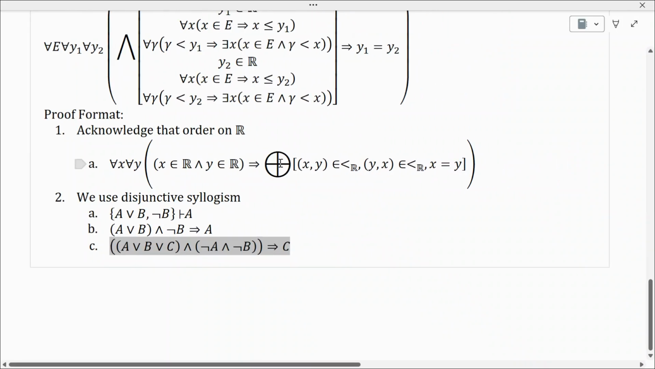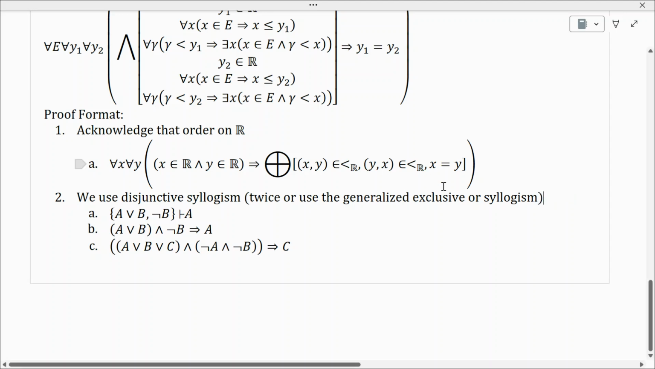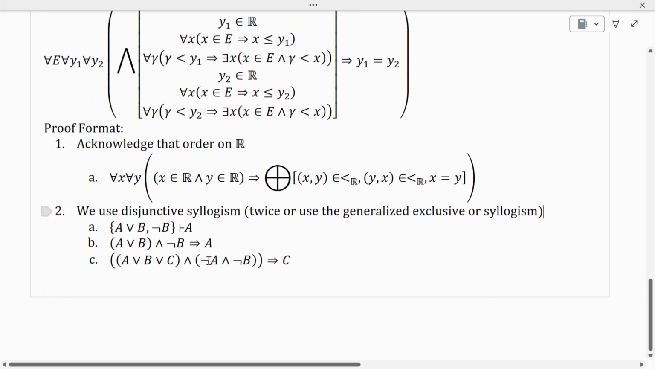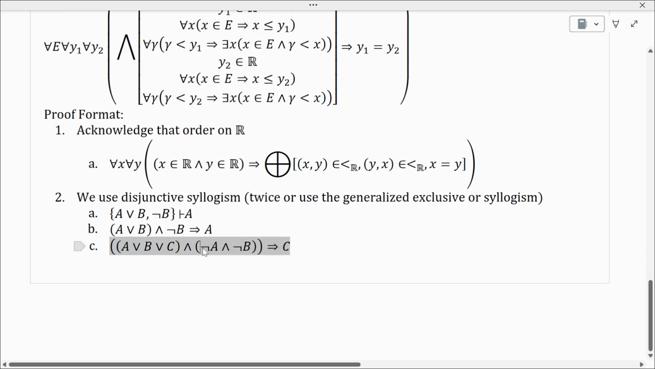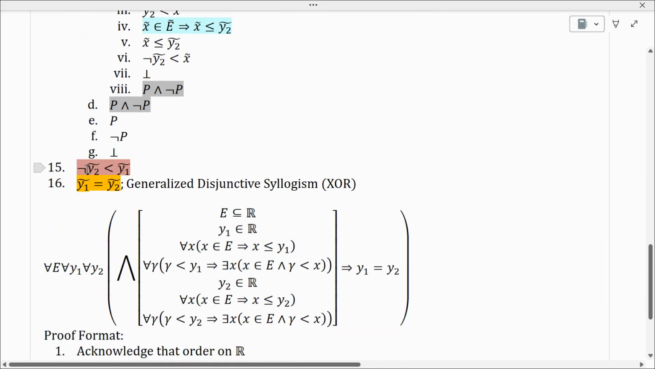So this is the rule. And then use disjunctive syllogism twice, or use the generalized exclusive or syllogism. Which again is this one. We have then not A, not B. What is our not A? Not A is this one. Not B is this one. And then we end up with C.